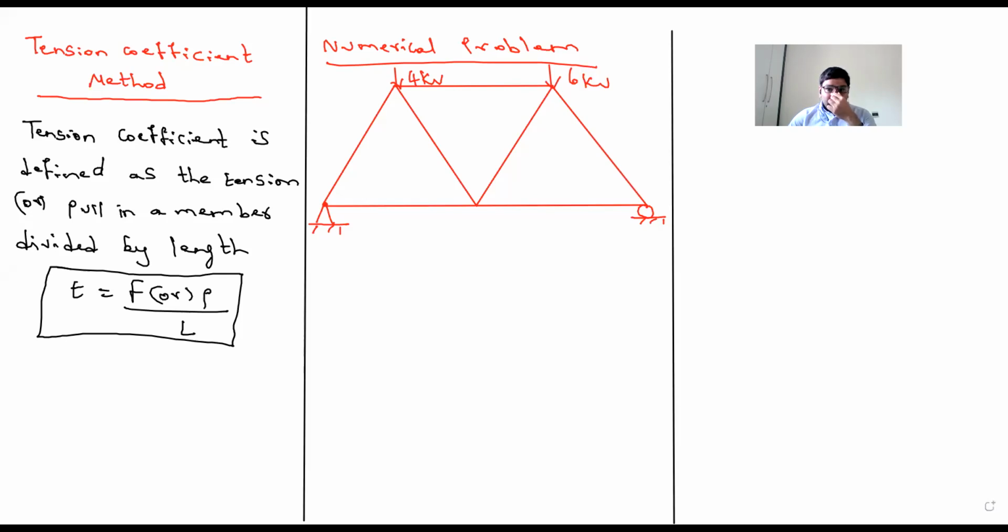The angle of inclination is 60 degrees. This is 3 meters. This is also 3 meters. Okay. Now we need to name each and every joint here. So this is A, this is B, this is C, this is D, and this is E.